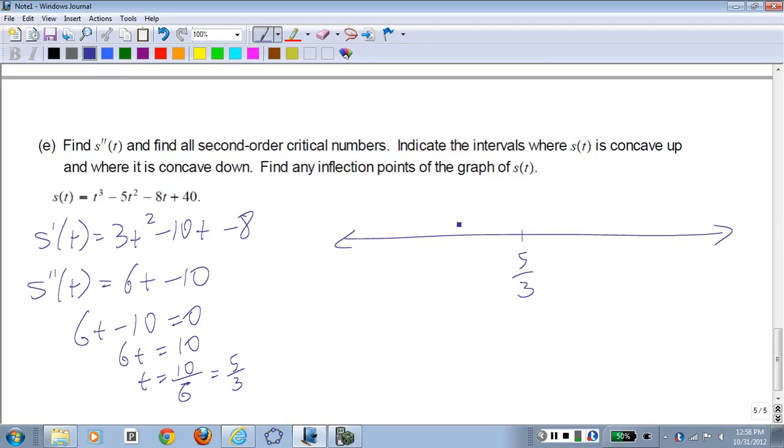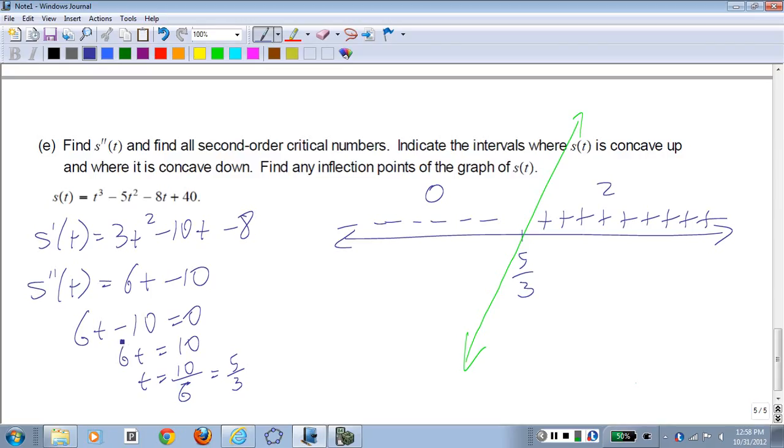What we know about linear functions, 6t minus 10. 6t minus 10 is a straight line. Does it slant up to the right or down to the right? 6t minus 10 is positive slope, so it slants up to the right. So if we were to superimpose the graph of the second derivative on this sign graph, it would look like that. There would be pluses where the graph is above the x-axis, and minuses where the graph is below the x-axis. If you want to use test numbers, you can use 0 and 2, I guess.